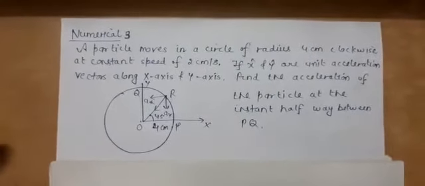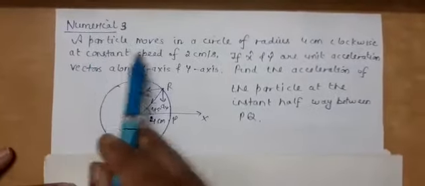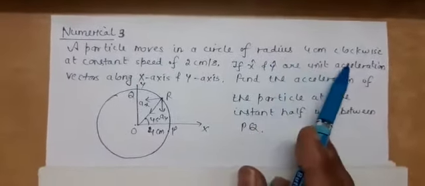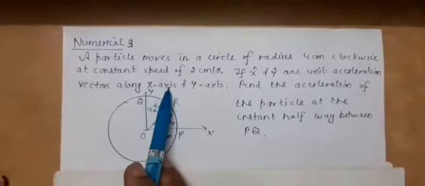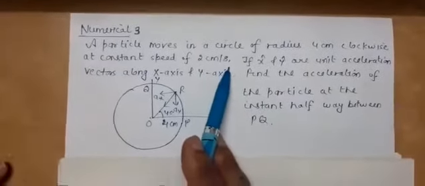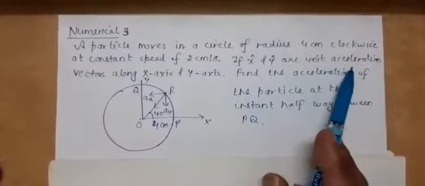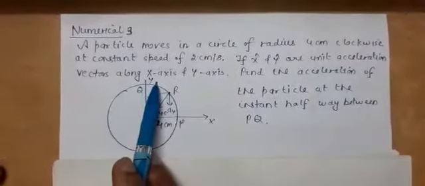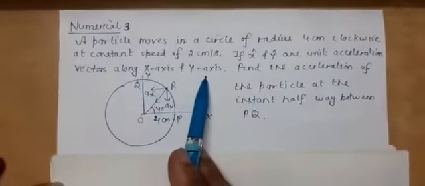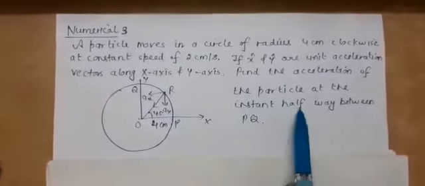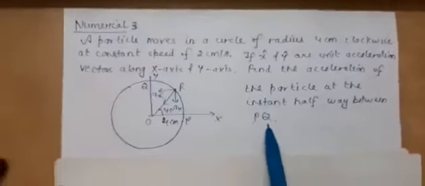Now the last numerical I am taking. A particle moves in a circle of radius 4 centimeter clockwise at a constant speed of 2 centimeter per second. If x and y are unit vectors along the x-axis and y-axis, find the acceleration of the particle at the instant halfway between P and Q.